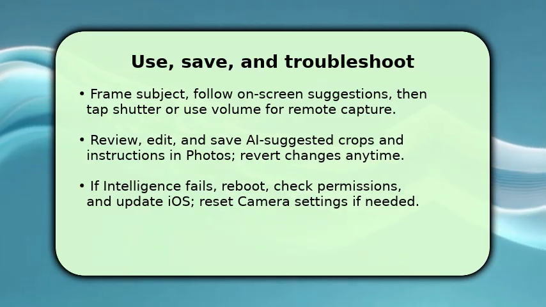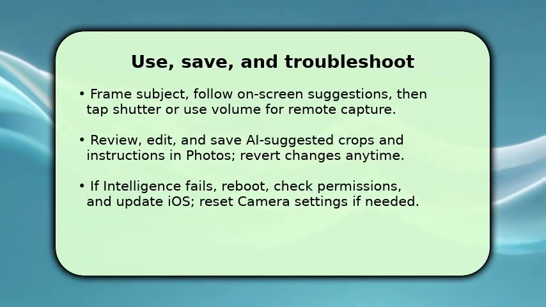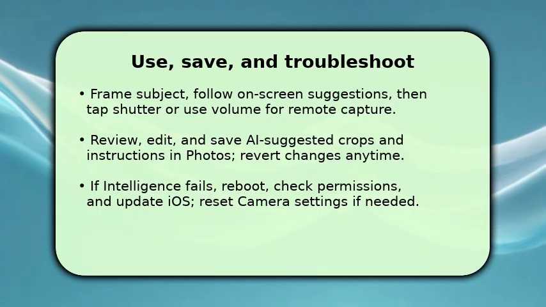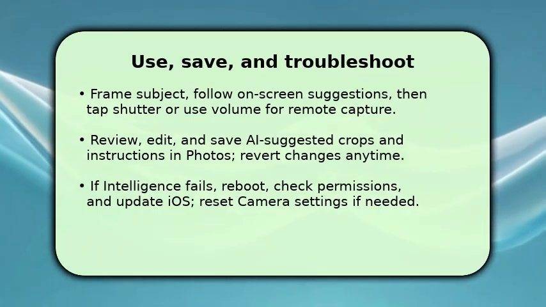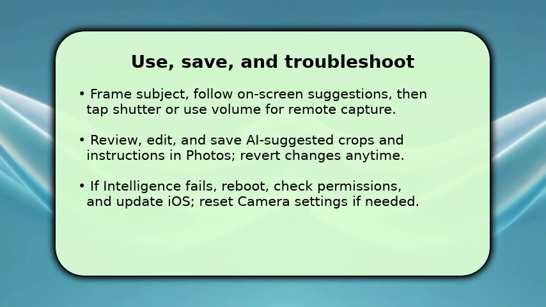If the intelligence features stop working, first reboot your phone and confirm camera, photos, and Siri permissions, then update iOS. If problems persist, reset camera settings in Settings to clear custom options, and try enabling intelligence again.